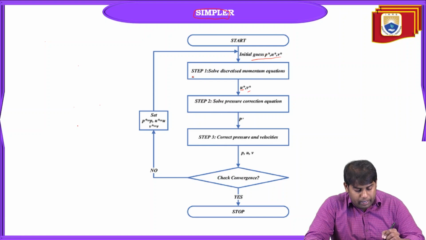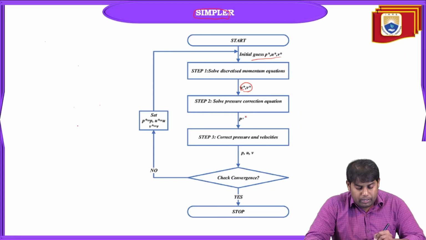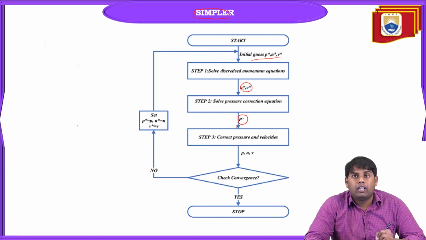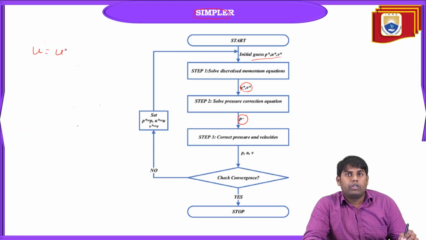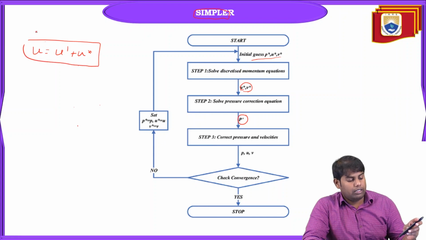Now what happens actually? We will use the pressure correction equation. Whatever values we get for u star and v star, we will use to solve the pressure correction equation. From that we'll get p dash. This p dash will be used to correct the values of pressure and velocity. So the value of u will be equal to u dash plus u star.